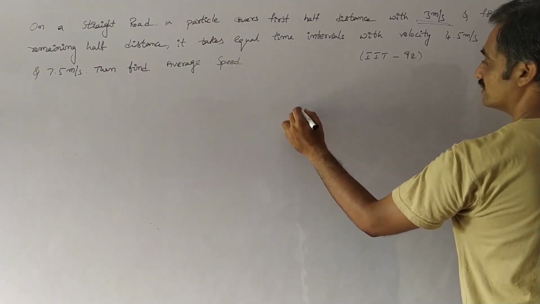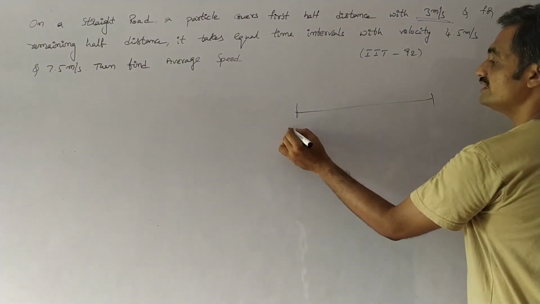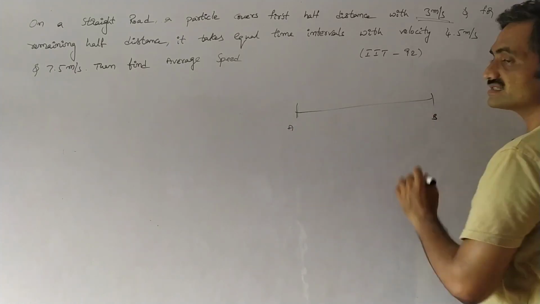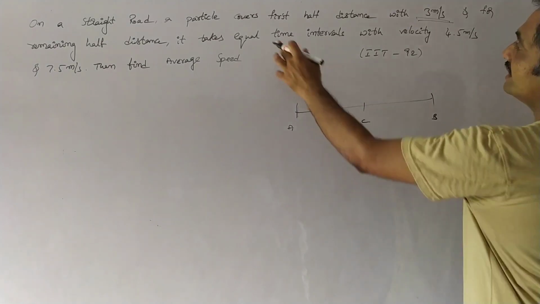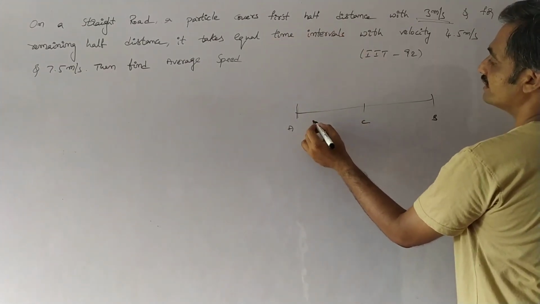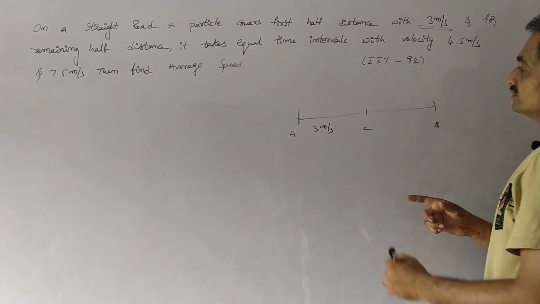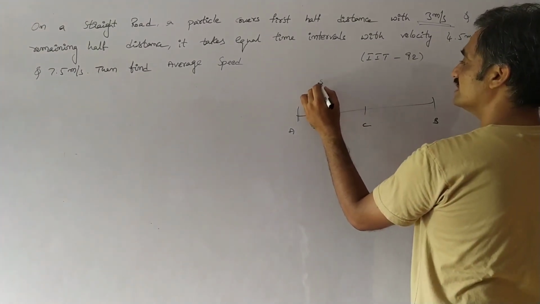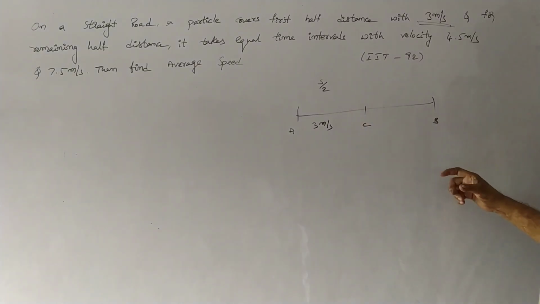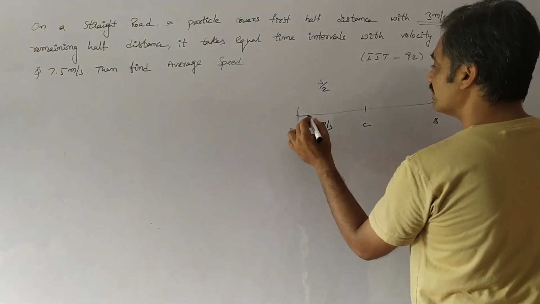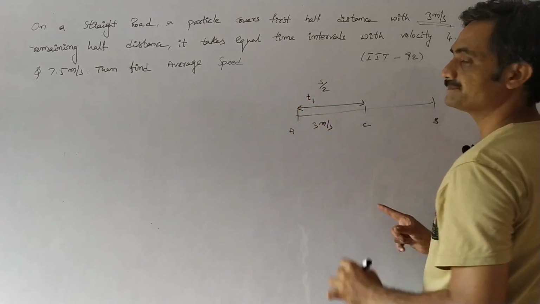Consider a straight road. Here the initial and final points are represented as A and B. Up to half of the distance, the particle has covered with a speed of 3 meter per second. Here let us consider the half distance as S by 2. The time taken to travel this half distance S by 2 is considered as t1.